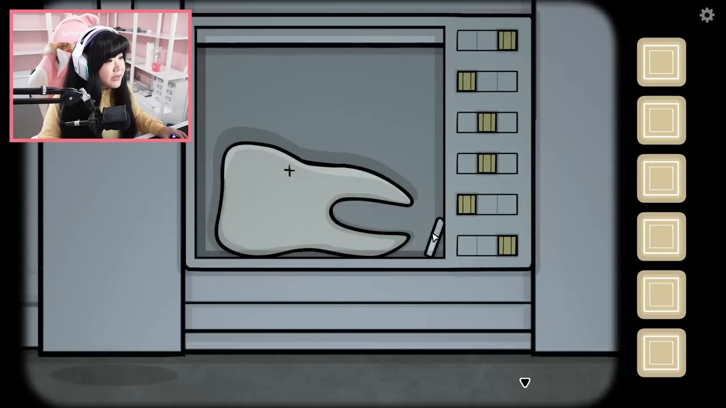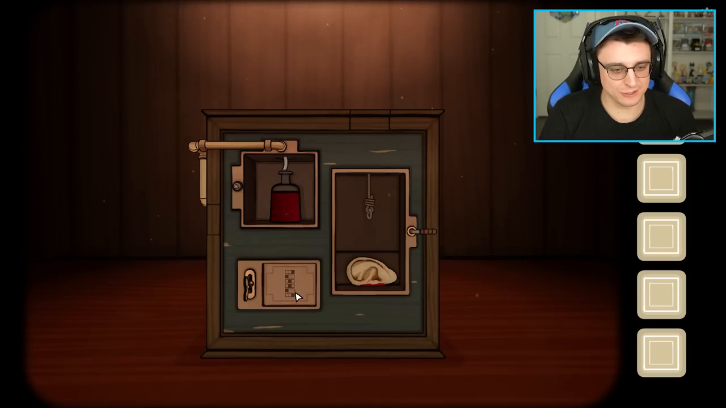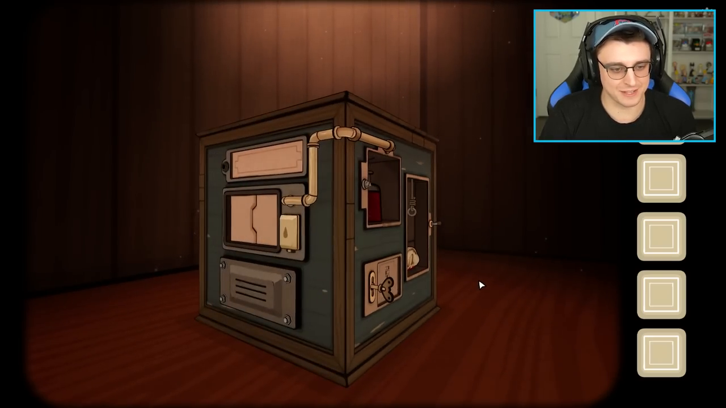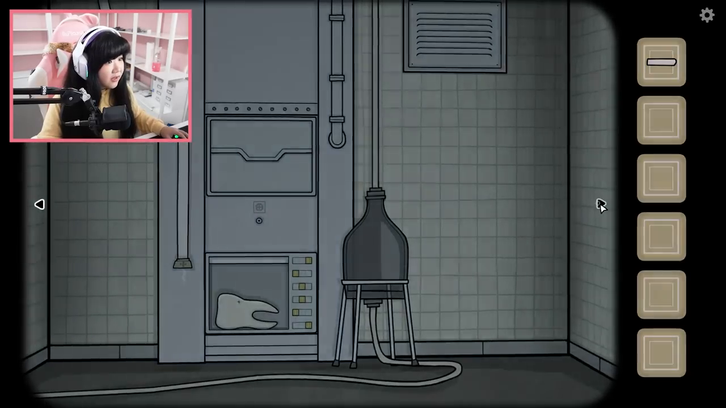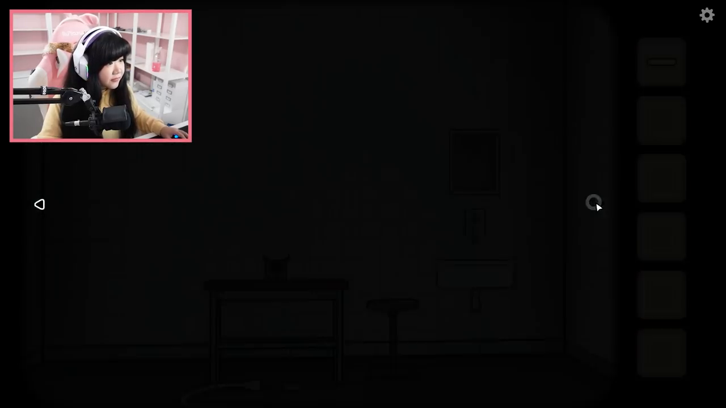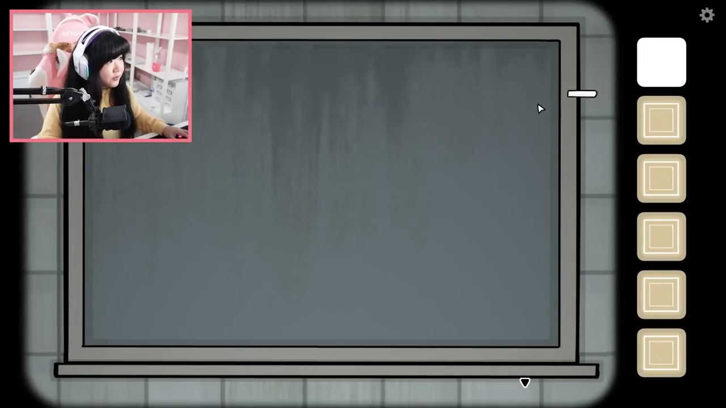Did you transport me this tooth? I think I did, because my tooth thing shut, and then you received it, so I must have transferred it to you. Okay, so I can't pick up this tooth. However, I picked up a chalk. Oh, I think I saw a chalkboard. Really? Yeah, this is a chalkboard. It has to be.